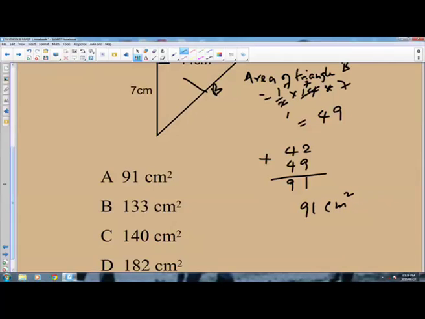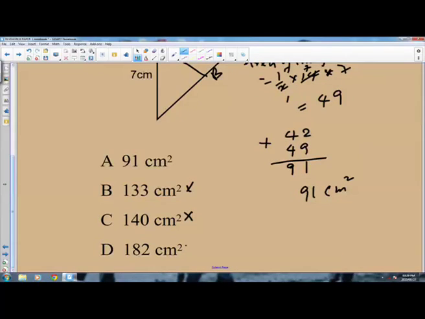And then we check in alternatives. B, 133, this is not the correct answer. C, 140 is also not the correct answer. And then we have D as 182. It's not the correct answer as well. The correct answer to this question is 91 centimeters squared, which is represented at A. So you circle this alternative A, 91 centimeters squared.